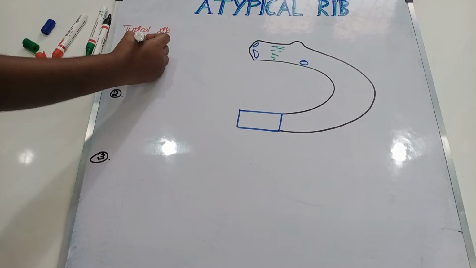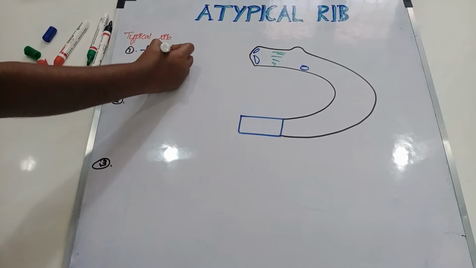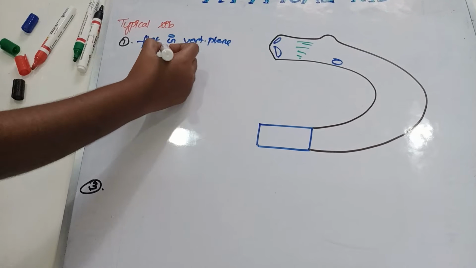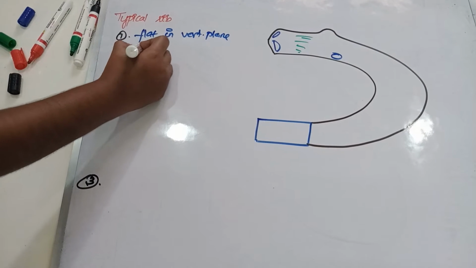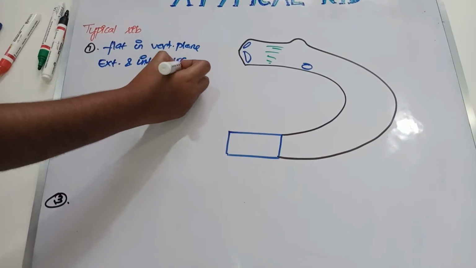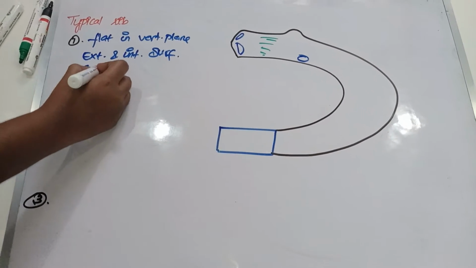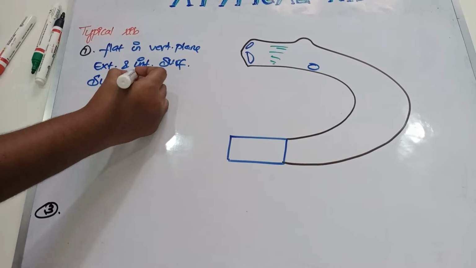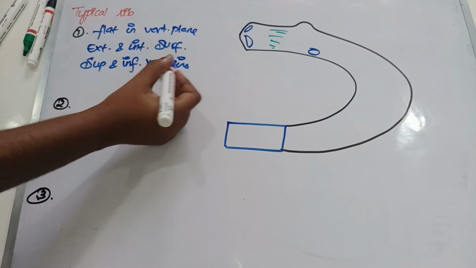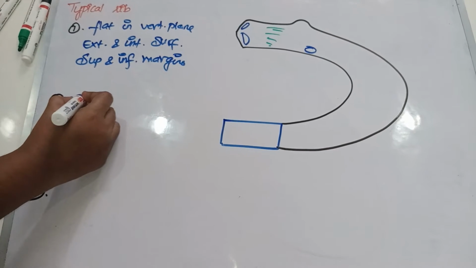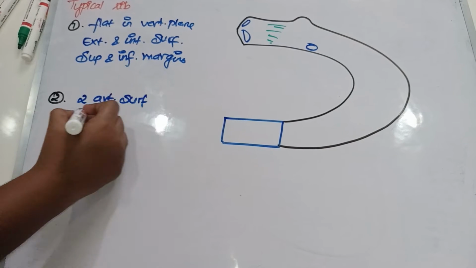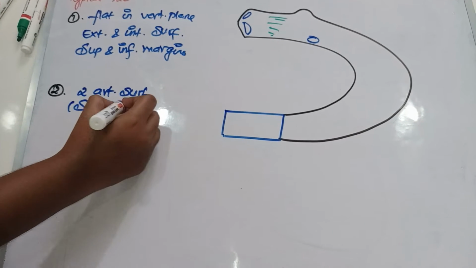So a rib should be flat in the vertical plane, such that it should have external and internal surfaces and superior and inferior margins. And it should have two articular surfaces. As we mentioned earlier, it should have a superior articular surface and an inferior articular surface on the head.